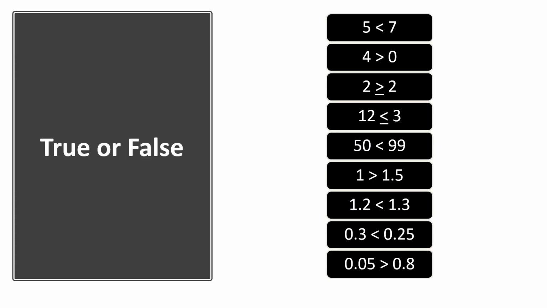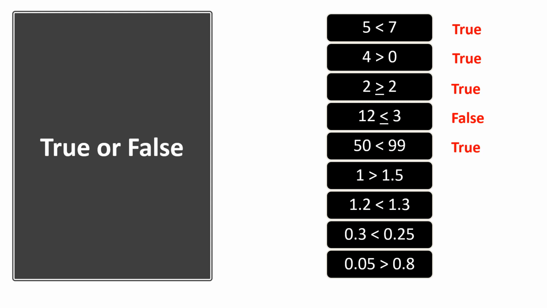Let's try some examples. True or false? 5 is less than 7. Well, that is true. Is 4 greater than 0? That's true also. Is 2 greater than or equal to 2? Well, 2 is equal to 2, so that's true. 12 less than or equal to 3? Well, that is false. 12 is larger. 50 is less than 99. Pac-Man is eating the 99. That's larger. That is true.